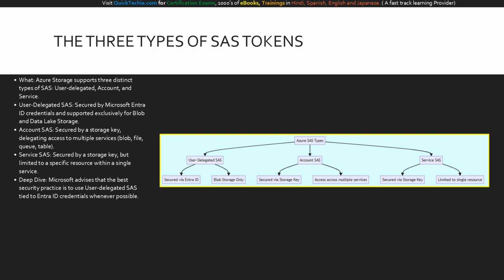For our deep dive, it is critical to know that Microsoft's absolute best security practice is to utilize the user-delegated SAS tied to Entra ID whenever your architecture allows it, as it removes the need to use the master storage keys entirely. This tree diagram perfectly maps our 3 SAS token options. On the left, user-delegated SAS branches down into Entra ID security and its blob-only limitation. In the middle, the account SAS branches into storage key security and its ability to span multiple services. On the right, the service SAS also uses the storage key, but is isolated down to a single resource.